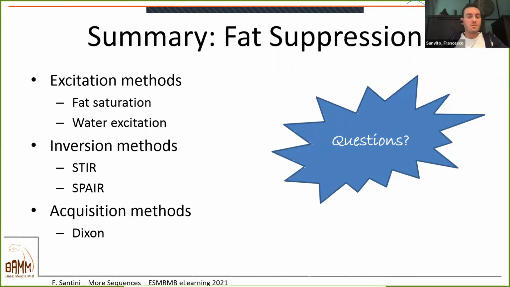Okay, we have a question from the audience. How do we calculate the TI, the inversion time? So there are some tables. For the fat, it is quite well known. Of course, it depends on the field strength, but usually you have tables, and in some cases it's even hard coded in your system.